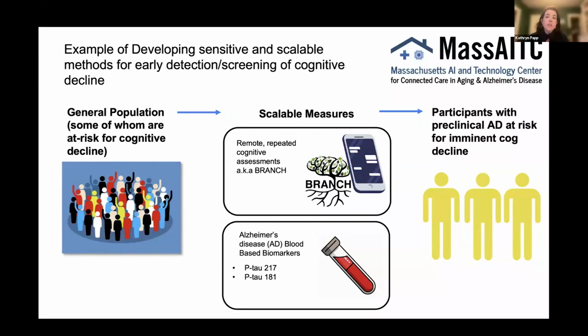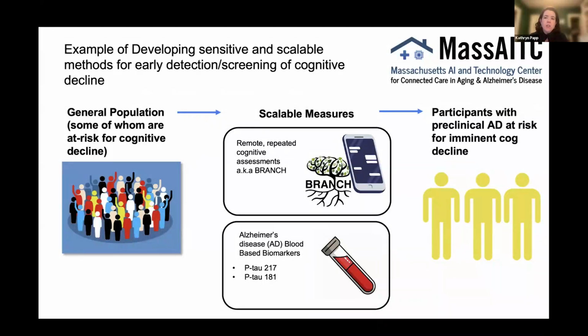We can identify those individuals who not only have biomarker signs of the disease, but have the earliest cognitive signs of the disease. And these individuals are particularly of interest for recruitment into secondary prevention studies, because these individuals are the most likely to be at imminent risk for cognitive decline.